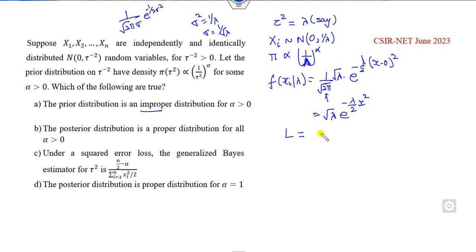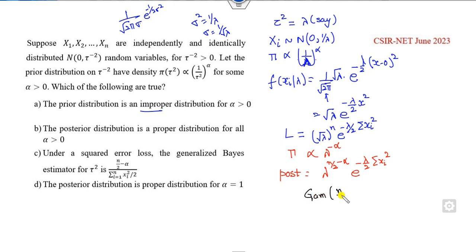Then we can define the likelihood. The likelihood is lambda raised to n by 2, e raised to power minus lambda over 2 summation xi squared. The prior is written as lambda raised to power minus alpha. Then you can find the posterior. I can multiply them. It will be lambda raised to n over 2 minus alpha, e raised to power minus lambda over 2 summation xi squared. Which distribution does it follow? Again it follows the gamma distribution with parameter n by 2 minus alpha plus 1, and the rate is summation xi squared divided by 2.